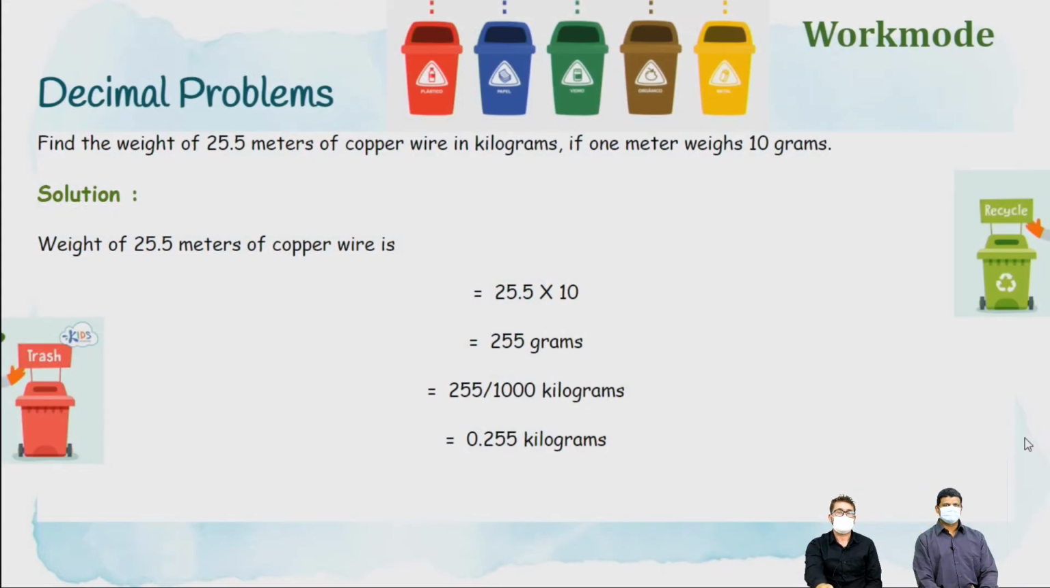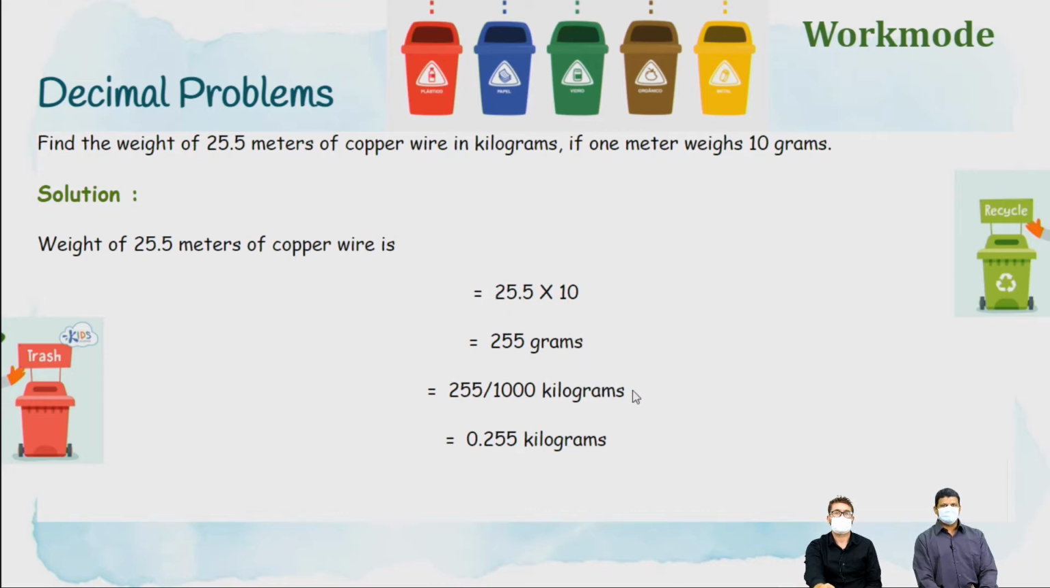So here's some mathematics. We have here a problem with a solution. It's about decimal problems. It's part of the indicators. So here, find the weight of 25.5 meters of copper wire in kilograms if 1 meter weighs 10 grams. So here's the solution. So here's the example. Basically, if one meter of copper wire is 10 grams, then 25.5 meters will be 25.5 multiplied by 10. So that is 255 grams.